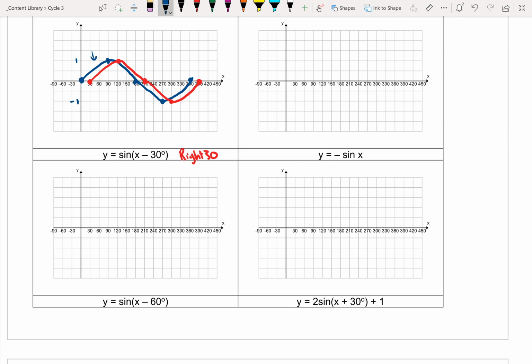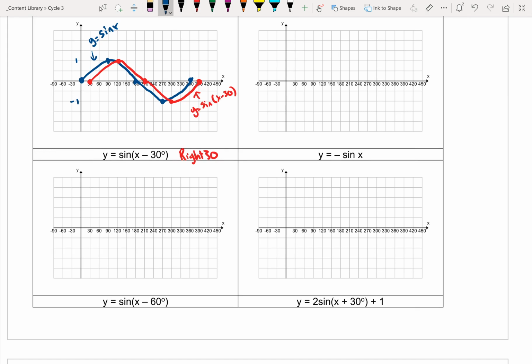So again, your base form is y equals sine x. And then in red, you have y equals sine x minus 30.